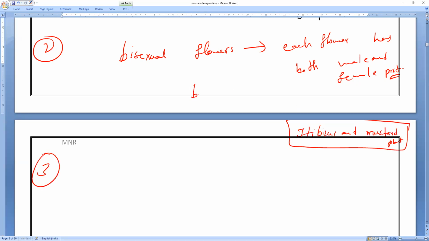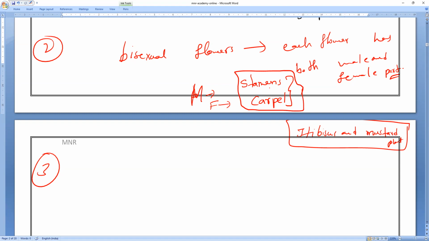They have both male and female parts. What is the male part of a flower? That is what you are studying. So the male part of a flower we used to call stamens, as well as the female part of a flower, which we used to call? Carpel. So that is what is called bisexual flowers.